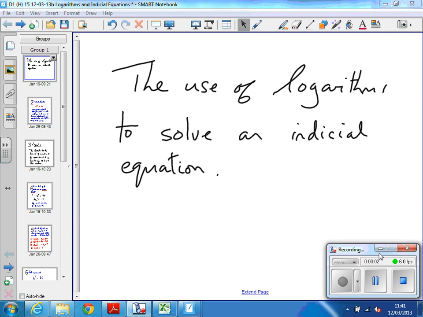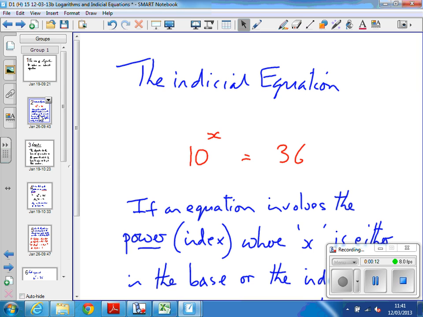So, how do we solve indicial equations using these logarithms? Well, first question to ask ourselves is, what is an indicial equation? And here is an example of an indicial equation. 10 to the power x equals 36. We've got to find x.